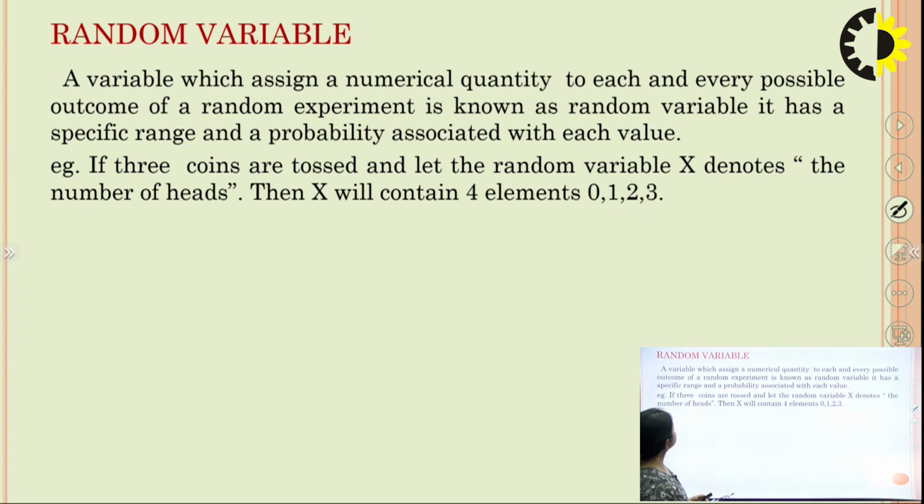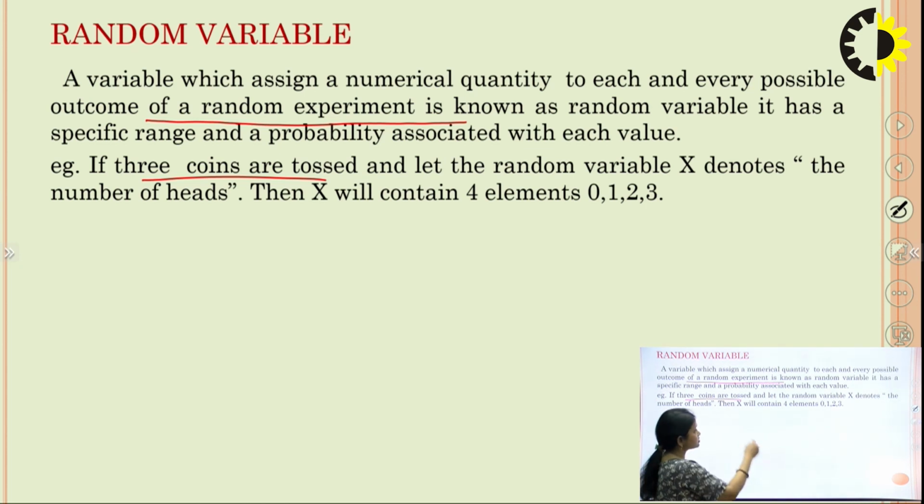Now, let us see what is a random variable. Corresponding to any random experiment, we can define a variable which is known as a random variable. This variable assigns a numerical quantity to each and every possible outcome of the random experiment. We can understand this definition by taking an example. I am going to toss 3 coins simultaneously.